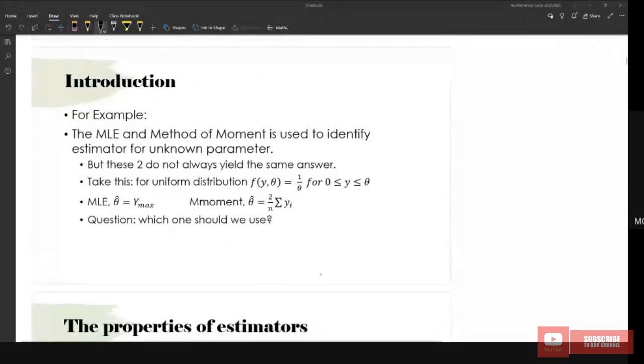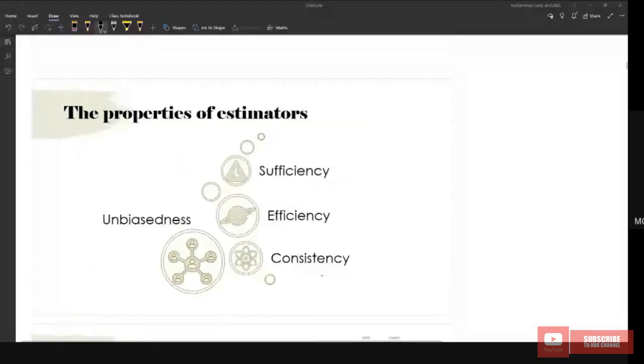So there are four properties of an estimator that we're going to use to evaluate which estimator is good for our parameter. Right, we have first unbiasedness, sufficiency, efficiency, and consistency. We need to check all the properties to decide which estimator we want to use, right?